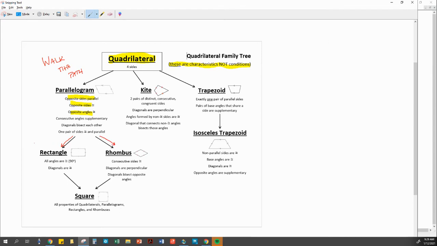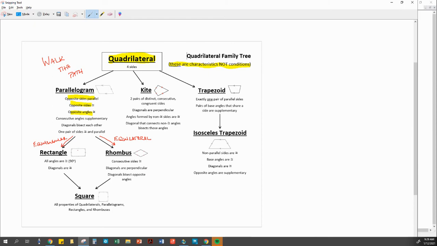The rectangle, which is a parallelogram that is equiangular. Once all the angles are the same, then that parallelogram becomes a bit more special. We give it a more special name called a rectangle. If that parallelogram happens to be equilateral, we have what's called a rhombus. And we're going to go over the conditions in a second here.